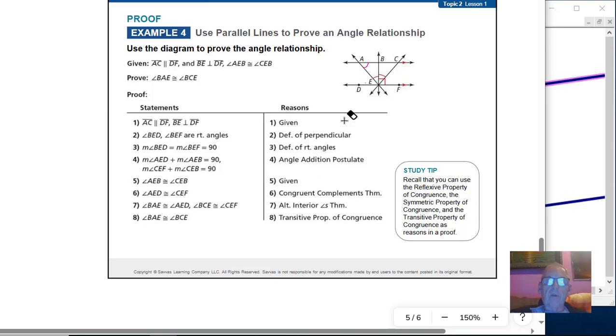So here's an example proof. It's a complicated proof, but we notice how we can use the alternate interior angles theorem. We've got congruent complements, and we're using definition of right angles. Let's move on.